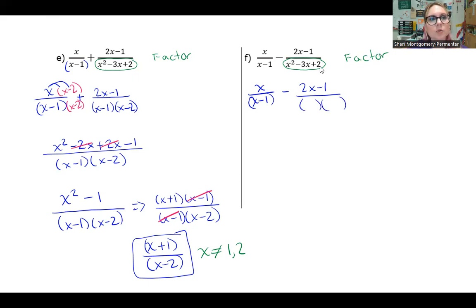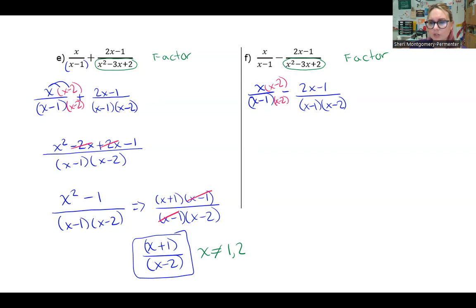Again, it's things that can multiply to make 2, but add or subtract to make negative 3. I can use 1 and 2. The middle term is negative, so the bigger number has to be negative. And if I have negative 2, I would have to subtract 1 to make negative 3. My LCD is going to be x minus 1 times x minus 2. So this one is missing the x minus 2. So I have to multiply by x minus 2 over x minus 2.